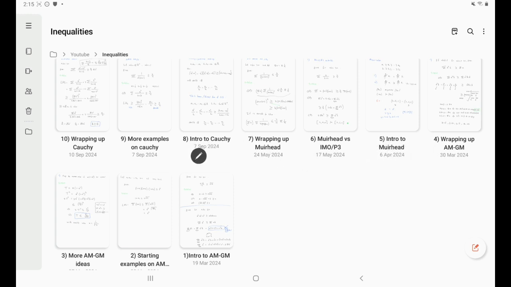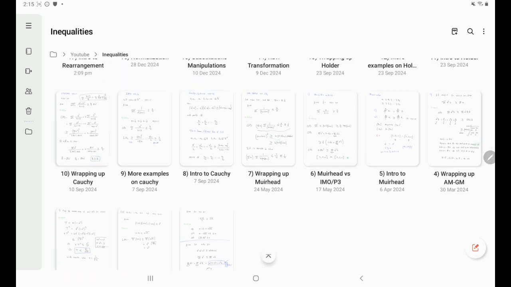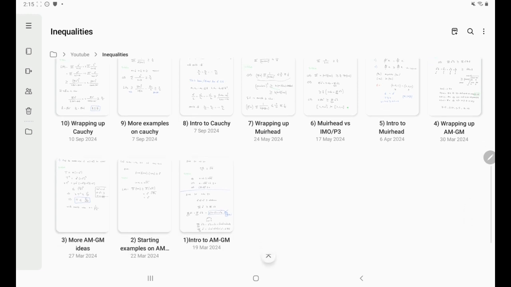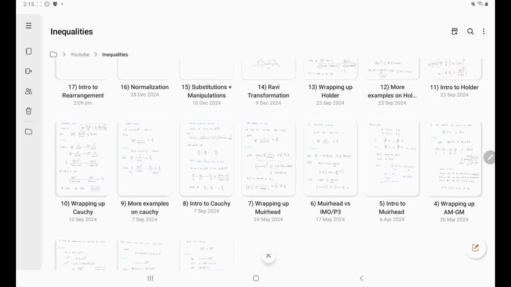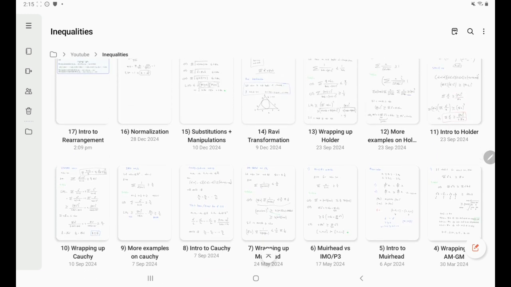Then we discussed Cauchy's inequality, and of course Titu's lemma as well. Cauchy was as important as the AM-GM. It has many applications, and Titu's lemma is just a version of it. Then we moved to discuss Hölder, and Hölder, of course, is a generalization of Cauchy, as we saw in the lessons we discussed earlier.